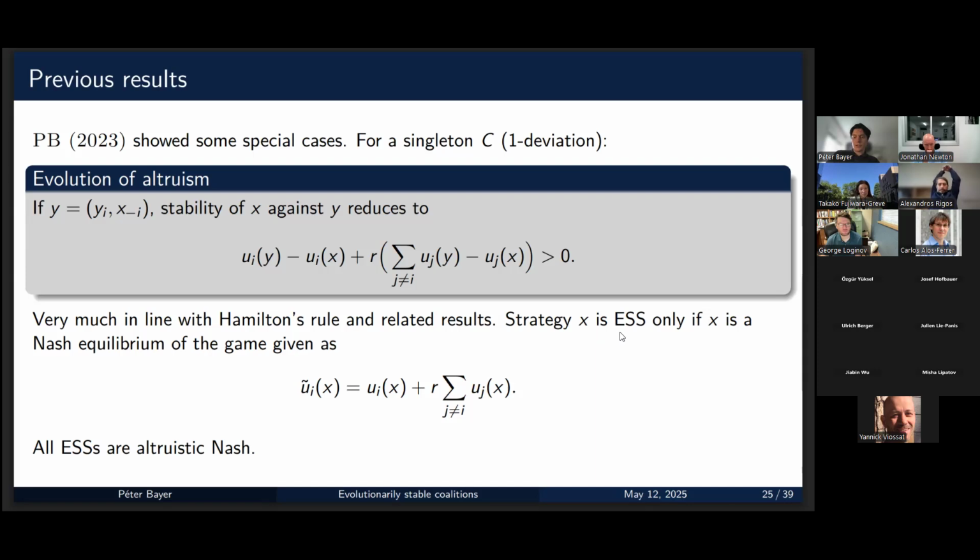The strategy is ESS if and only if it's a Nash equilibrium of the game that I define like this. I define this game U tilde for every I and every X as the original interaction payoff that I get if everyone plays X, plus R times everybody else's payoff. Okay, so all ESSs are altruistic Nash equilibria in this model, where the rate of altruism is R.